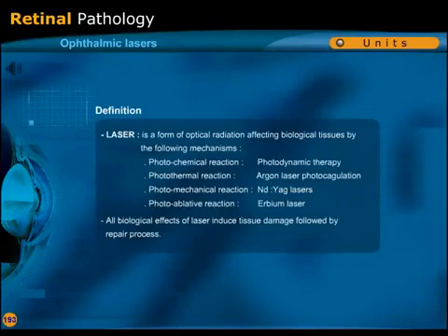Ophthalmic lasers. Laser is a form of optical radiation affecting biological tissues by the following mechanisms: photochemical reaction, photodynamic therapy; photothermal reaction, argon laser photocoagulation; photomechanical reaction, the YAG laser; photoablative reaction, erbium laser. All biological effects of laser induce tissue damage followed by repair process.